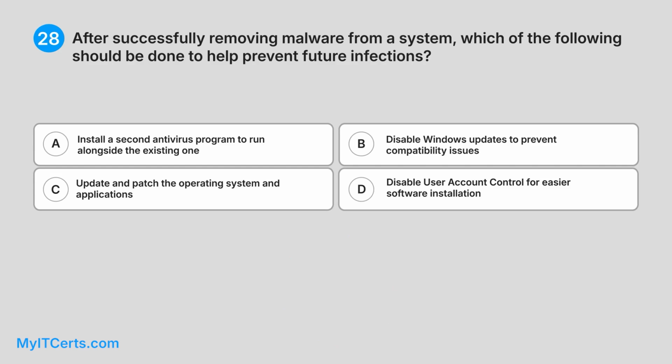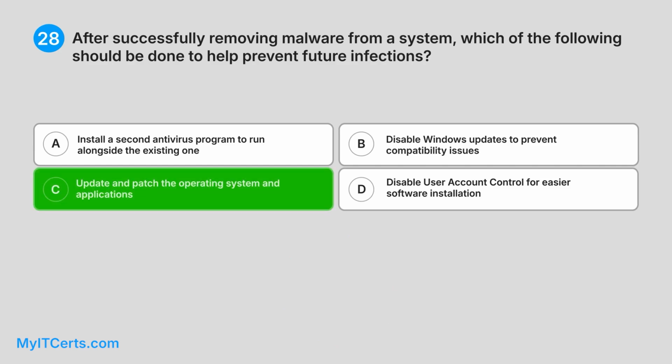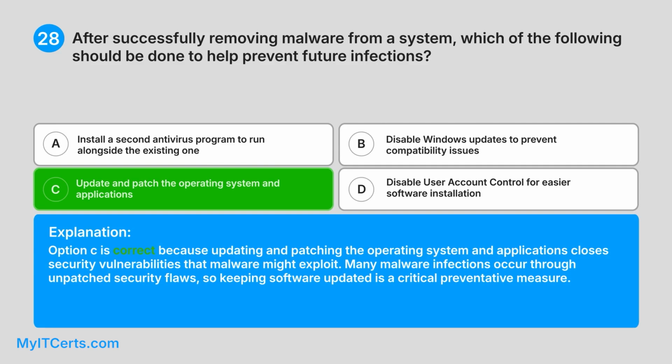Correct answer: C. Update and patch the operating system and applications. Explanation: Option C is correct because updating and patching the operating system and applications closes security vulnerabilities that malware might exploit. Many malware infections occur through unpatched security flaws, so keeping software updated is a critical preventative measure.